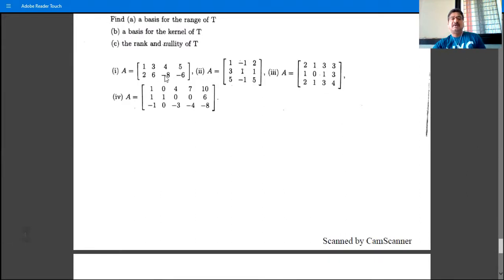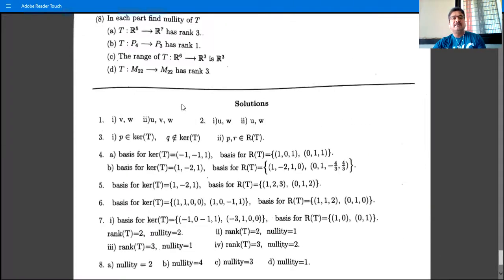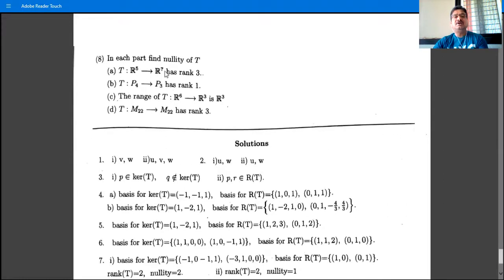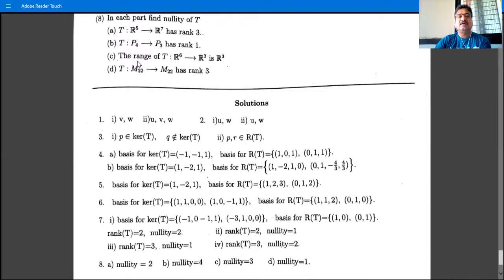So in the first matrix, in this example, there are 4 columns. So rank of T plus nullity of T for this first example is 2. The answers are given. In each part, find the nullity of T. These are examples for MCQ type questions.